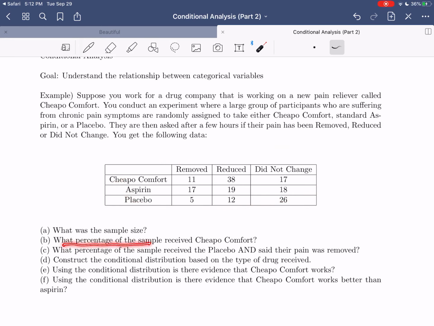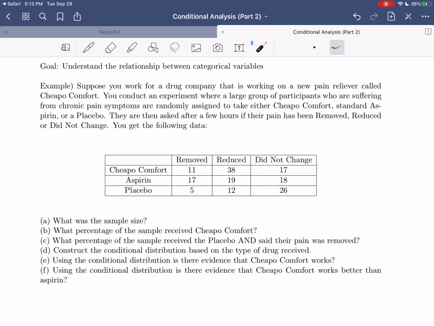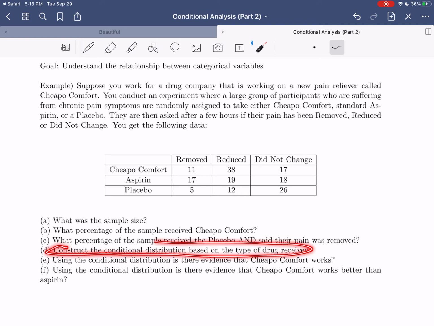What percentage of the sample received Cheapo Comfort? What percentage of the sample received the placebo and said their pain was removed? Then we'll get into constructing the conditional distribution based on the type of drug received. And then in parts E and F, we'll actually use the conditional distribution to decide if there's evidence that Cheapo Comfort works and whether or not there's evidence that Cheapo Comfort works better than aspirin. So let's go ahead and get started with this.